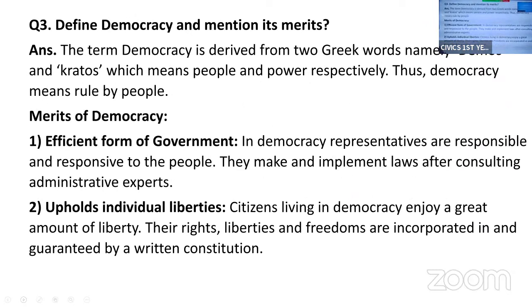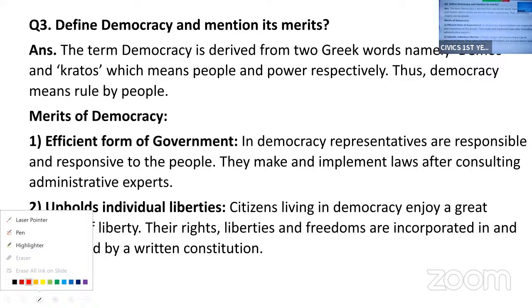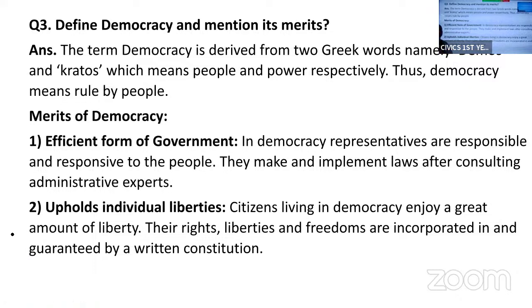So let us discuss the merits of democracy. Before that, let us discuss what democracy is. The word democracy is derived from two Greek words, demos and kratos, which mean people and power respectively. So democracy means people's power, that is, the rule by the people. Today we will discuss the merits of democracy.